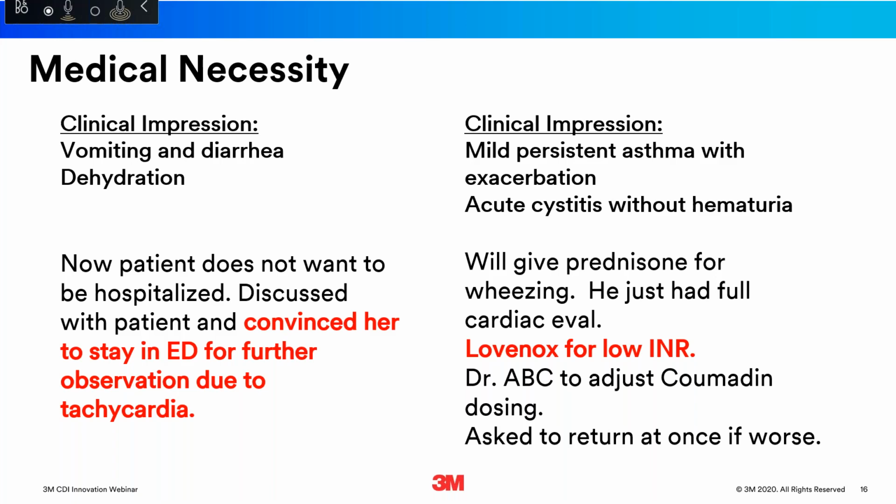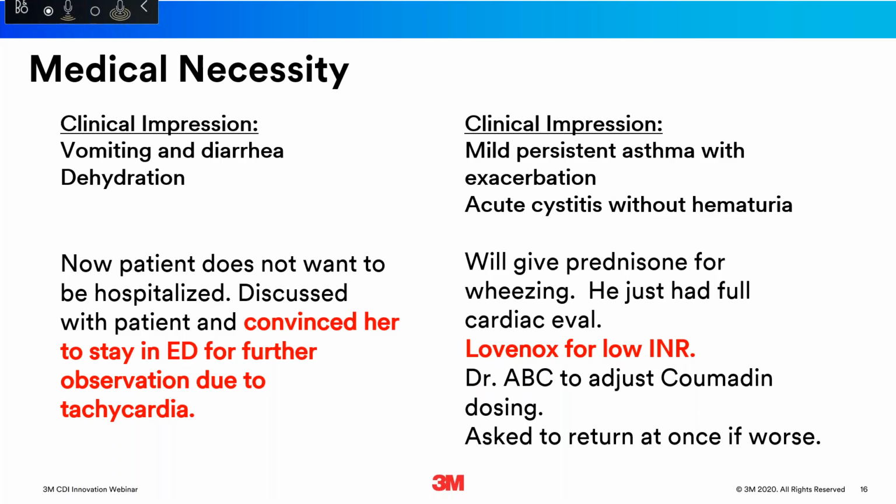On the right-hand side, we have the clinical impression, mild persistent asthma with acute exacerbation, acute cystitis without hematuria. And then in that same perfect little note that summarizes what's going on, the physician says, we'll give the patient prednisone for wheezing. He just had a full cardiac eval. We're going to give him Lovenox for a low INR. And then Dr. ABC is going to follow up and adjust his Coumadin dosing. He was asked to return at once if worse.